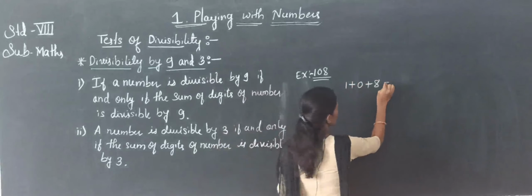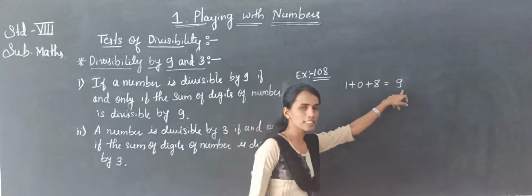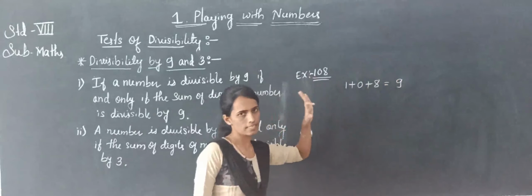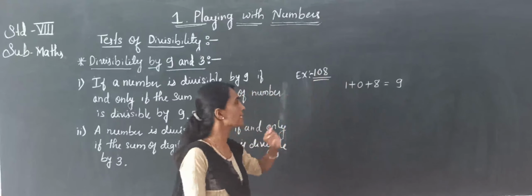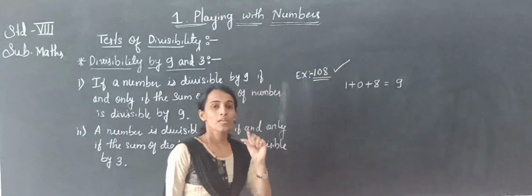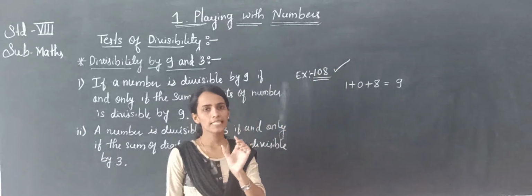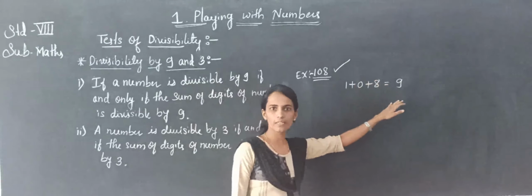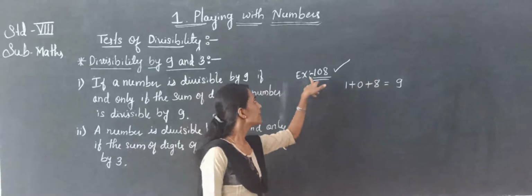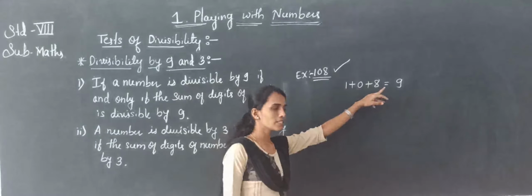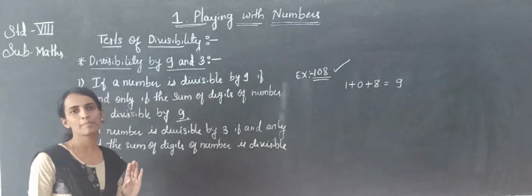1 plus 0 is 1, 1 plus 8 is 9. Yes, 9 is divisible by 9, which means the given number 108 is divisible by 9. If the sum of the digits of any given number is divisible by 9, then automatically the given number will be divisible by 9.